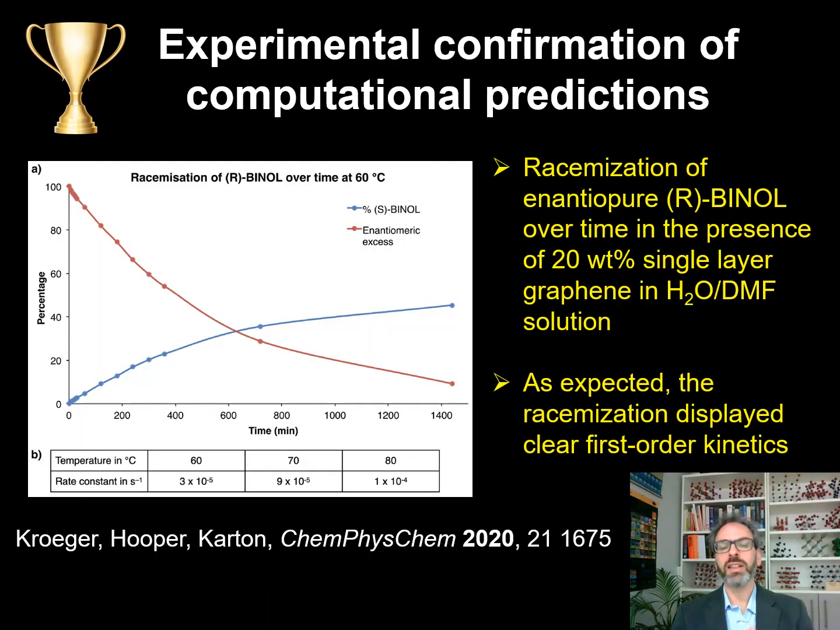This is perhaps the most exciting result that I have today: the experimental confirmation that a pristine graphene sheet will catalyze the racemization of BINOL. This is a very recent result that was just published in ChemPhysChem. So our experimental collaborator, Joel Hooper from Monash University, used chiral HPLC measurements to show that the BINOL racemization will proceed at 60 degrees Celsius in the presence of single-layer graphene in a water DMF solution, whereas the uncatalyzed racemization requires a much higher temperature of over 200 degrees Celsius.